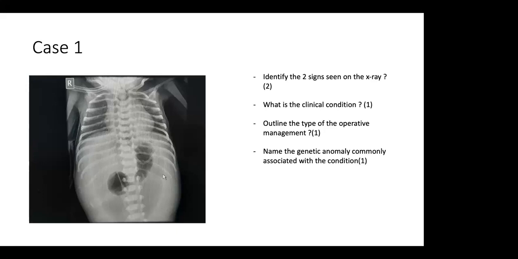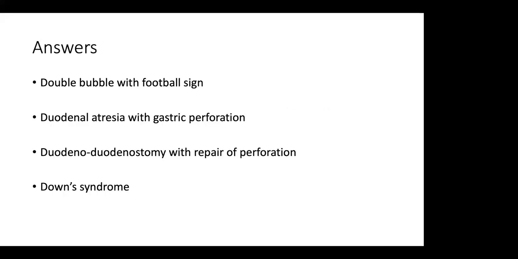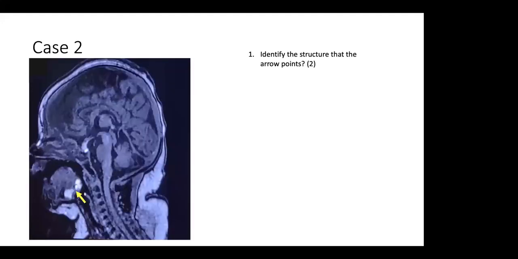And the operative management is duodenostomy. And of course, one genetic anomaly which is commonly associated with duodenal atresia is Down syndrome. So along with duodenostomy, you also need to do a repair of the perforation.